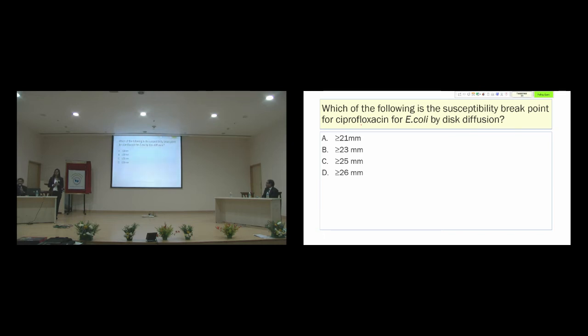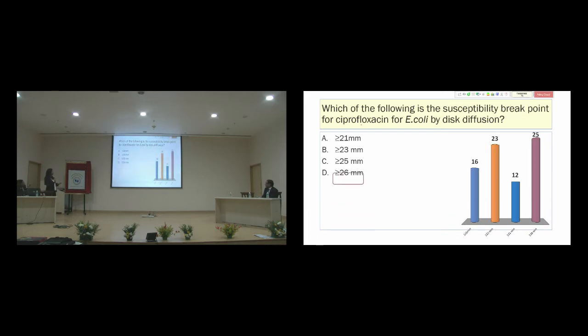This is a surrogate marker of whether you have downloaded or opened the CLSI 2019 and read it. This question is a surrogate marker. At least the changes for some time we should remember, I think. Okay, so what is the answer?